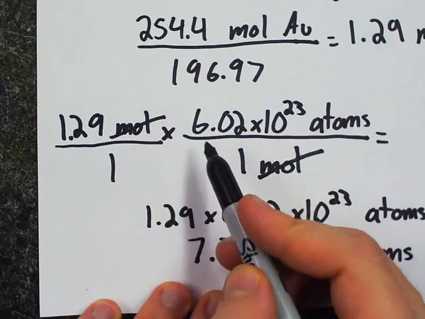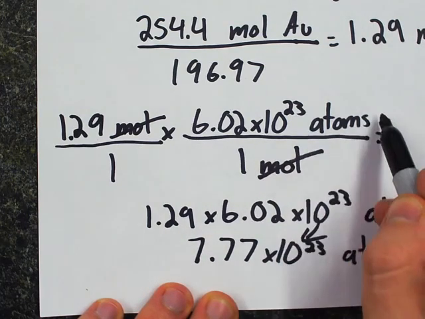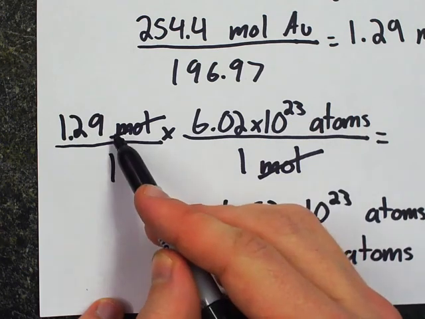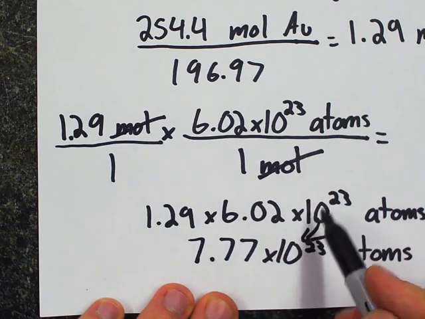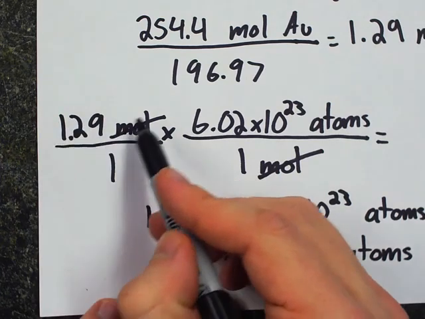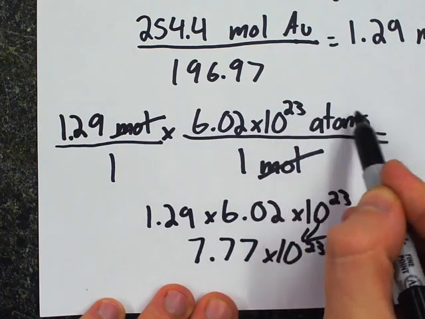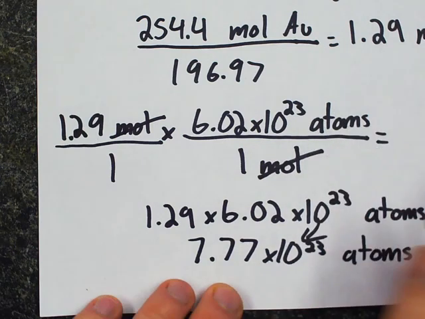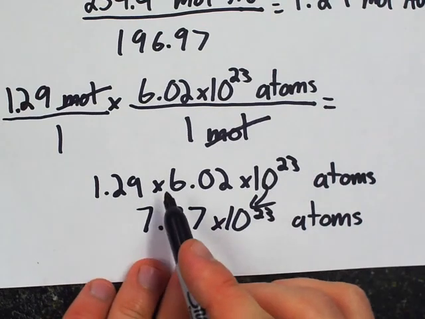So I've got my value of 1.29 moles. I multiply that by my conversion factor. That puts the unit that I have on bottom, which is moles, and the unit that I want on top, which is atoms. That happens because I want to cancel out moles on top and moles on bottom. It becomes 1.29 without any units times 6.02 times 10 to the 23 atoms. Atoms is the only unit that doesn't get canceled out.